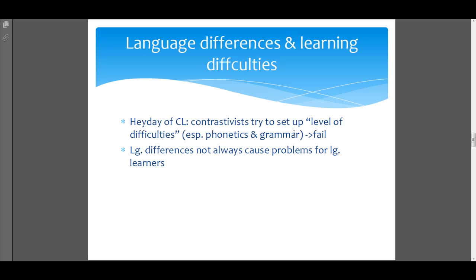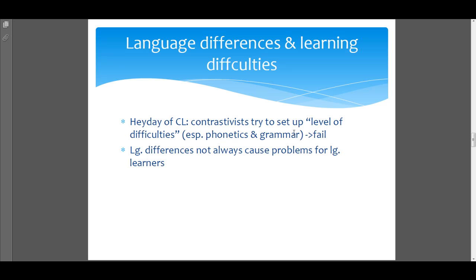But this will only work for languages that are close together. For languages that are further apart, like English and Vietnamese, there is not much use in comparing the grammatical structures, and this later led to the failure, or the crisis, of contrastive linguistics, because of too much emphasis on language forms.